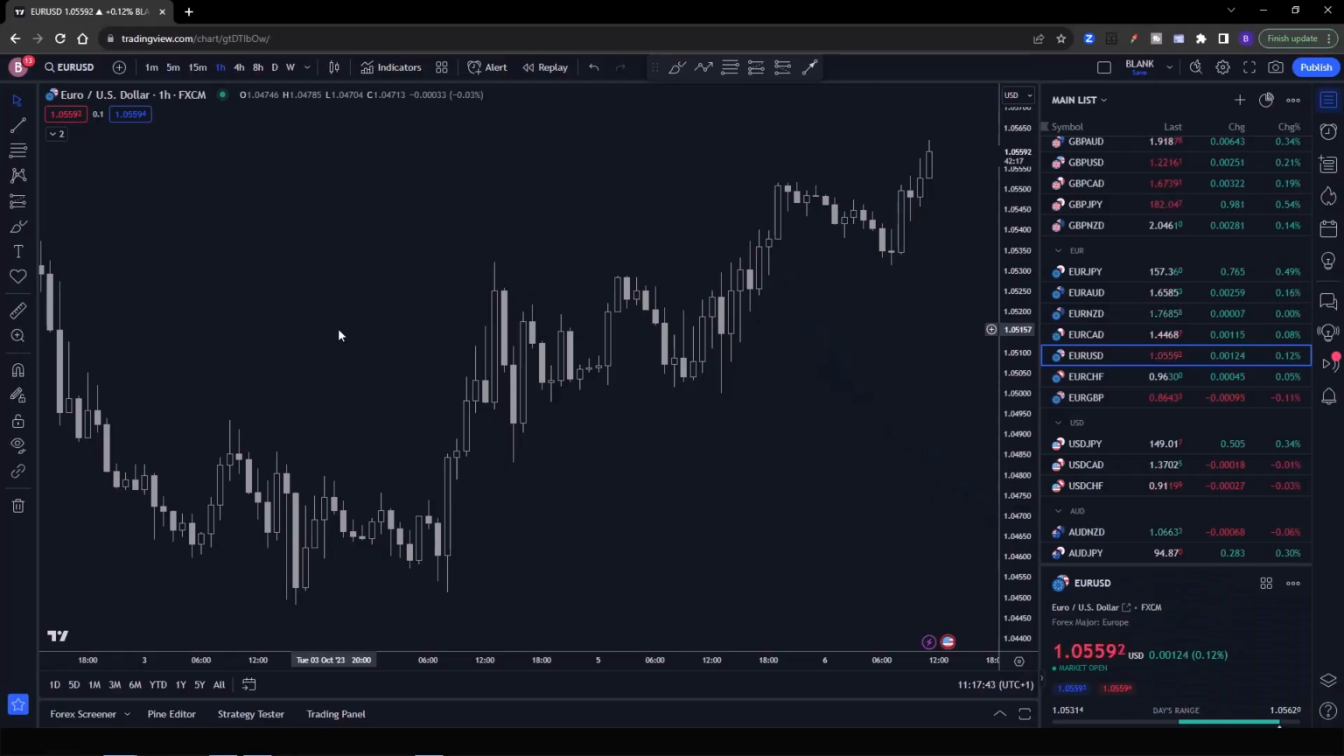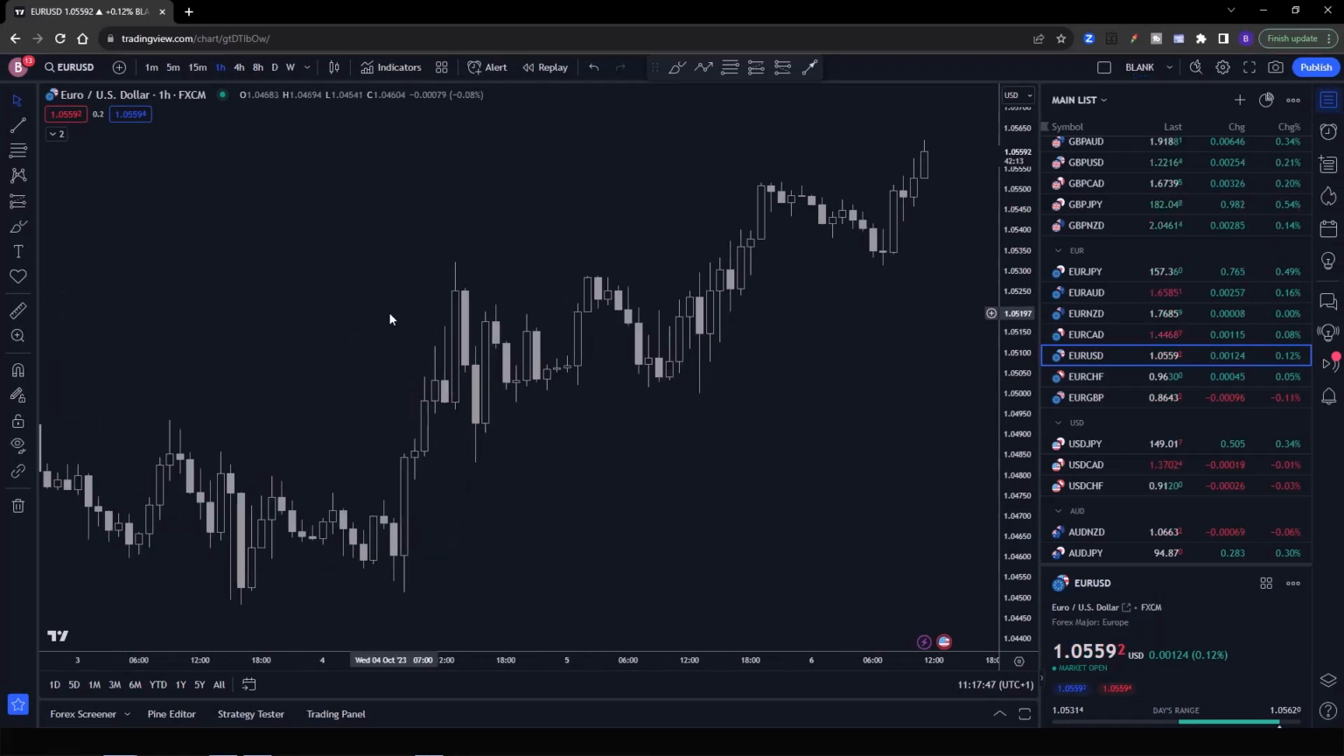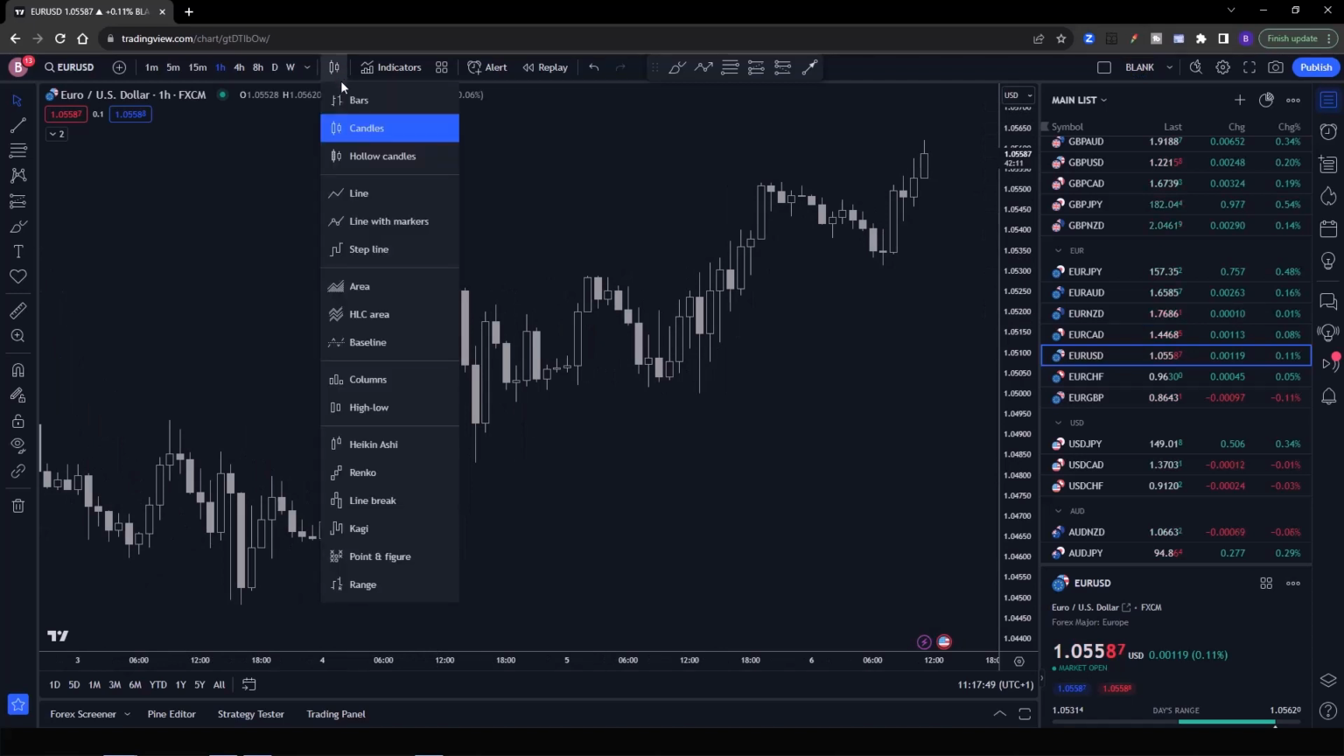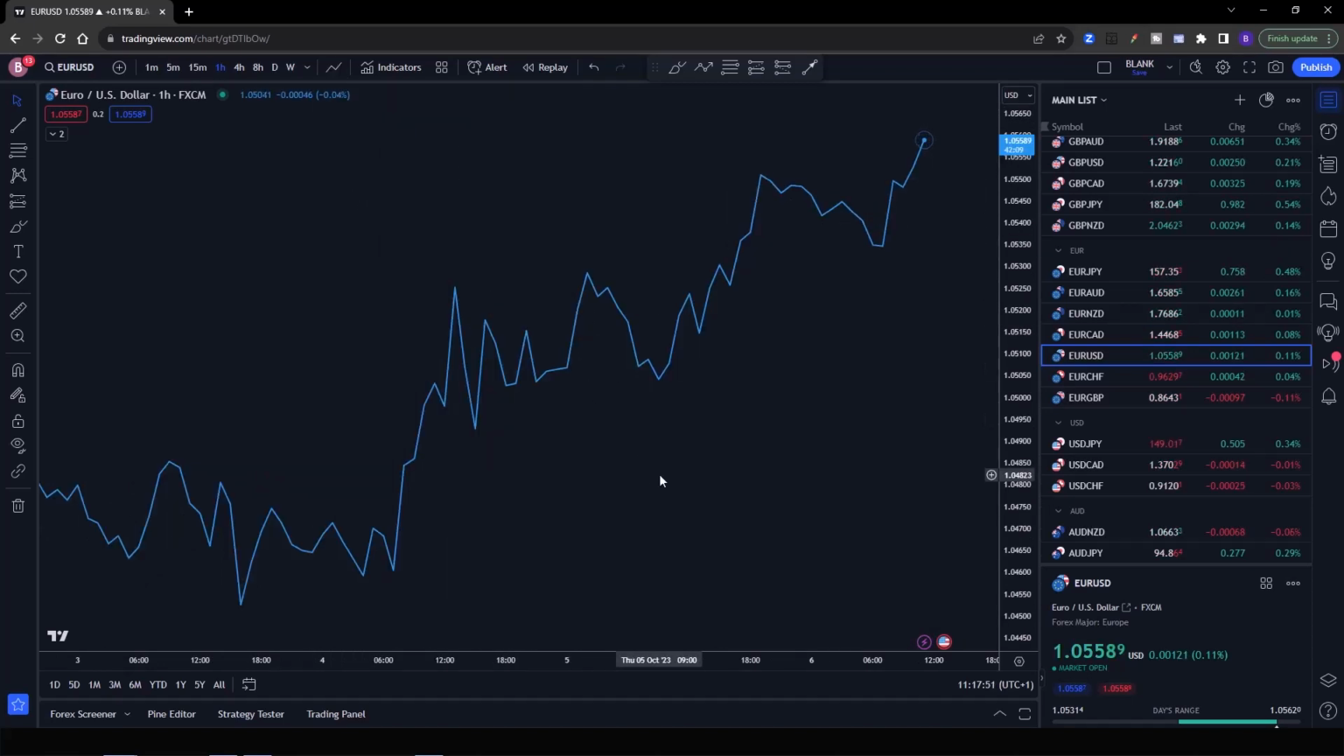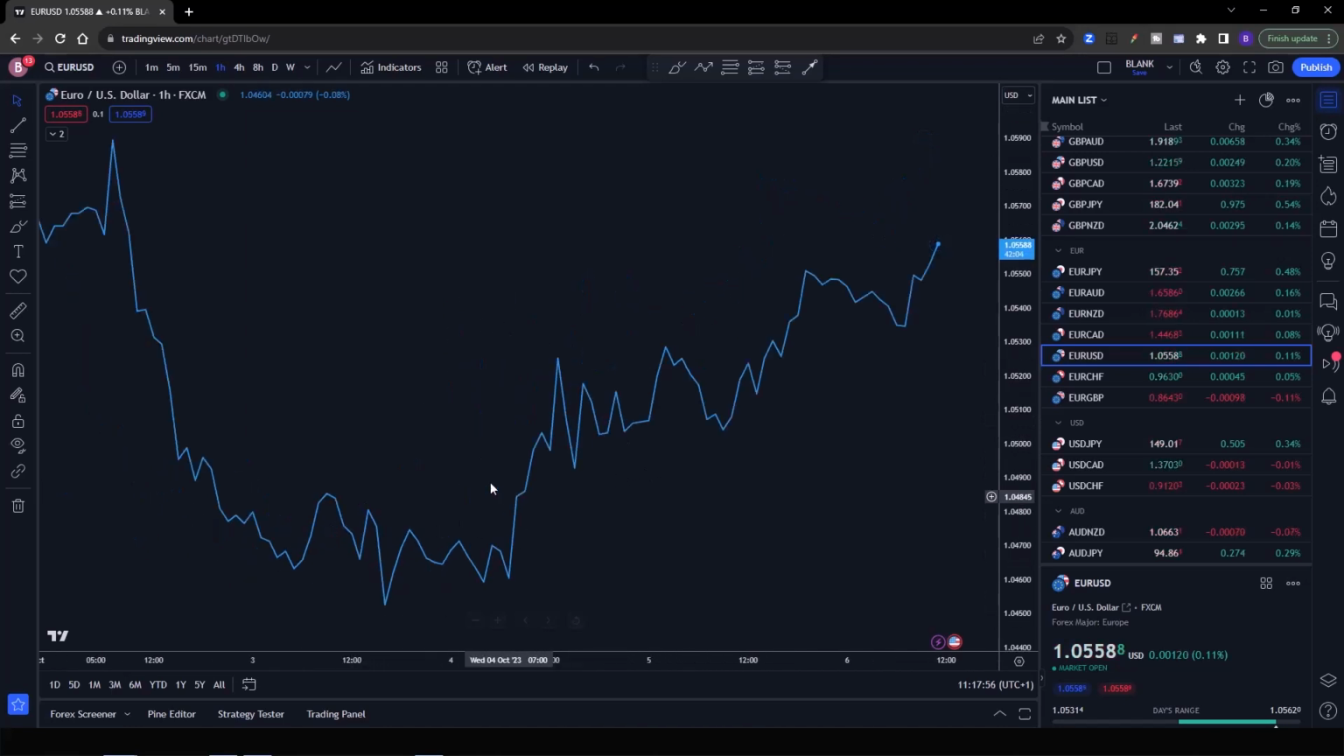Okay, so here we are in TradingView and we're on a 1 hour chart looking at the Euro US dollar. Now this is a candle chart and I'm just going to quickly change it by clicking up here to a line chart. You can see immediately that the line chart has stripped away a lot of the information. We don't have these big wicks. We no longer have two colors, so we can't see if price has gone up or down within a period. But what we can see, this is actually showing us the close price.